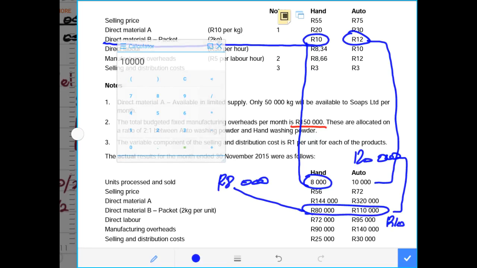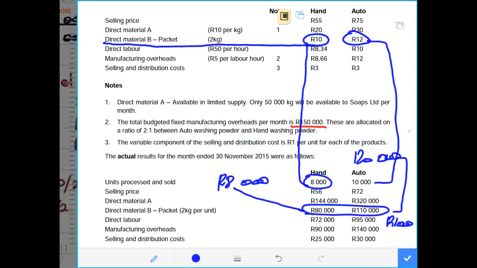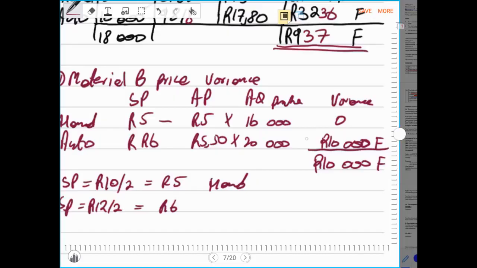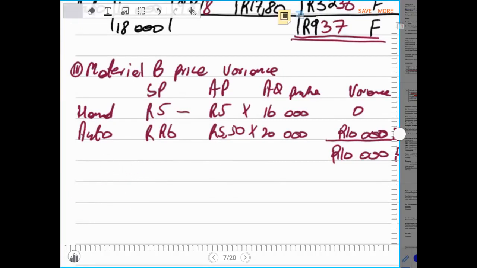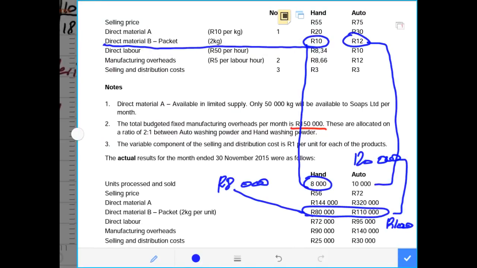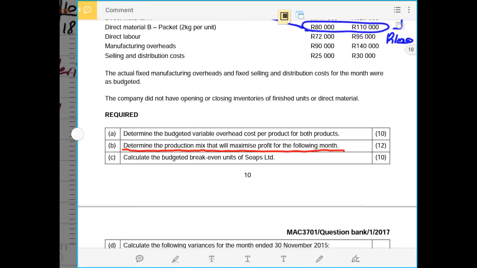And we have seen that the variance for the auto was 10,000. So either way you do it, per unit or in total, you still get to the same figures. So now I have shown you the workings. Just for space purposes, I would like to erase this one. Then we go to the next variance as we are concluding the question now.